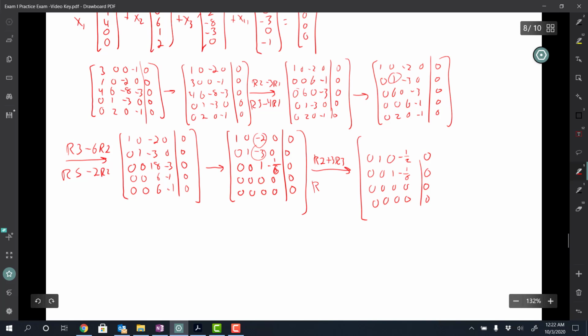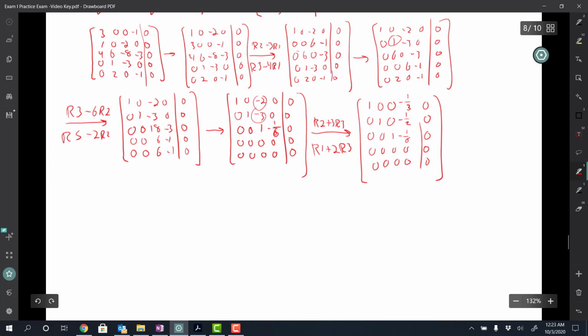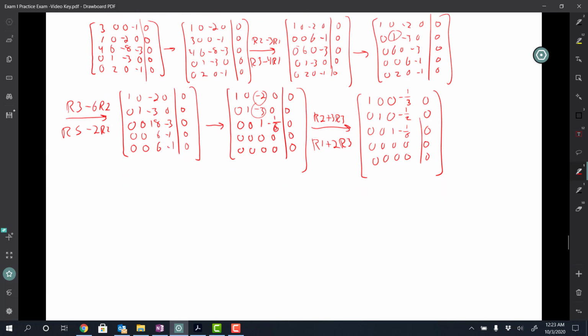My next row operation is going to be row 1 plus 2 times row 3. I'll get a 1, 0, 0, and 0 plus 2 times -1/6, which will be -1/3. That is my solution in parametric vector form. We'll write out the associated equations. x1 is equal to 1/3 x4. x2 is equal to 1/2 x4. x3 is equal to 1/6 times x4. And x4 is my free variable.